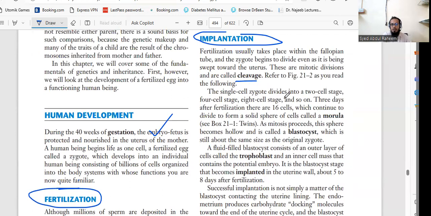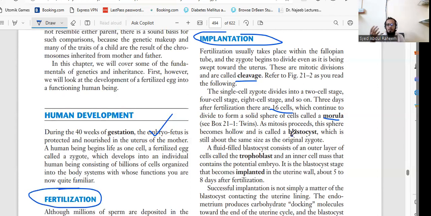The single-cell zygote divides into a two-cell stage, four-cell stage, eight-cell stage, and so on. Three days after fertilization, there are 16 cells, which continue to divide to form a solid sphere of cells called the morula. As mitosis proceeds, this sphere becomes hollow and is called the blastocyst.